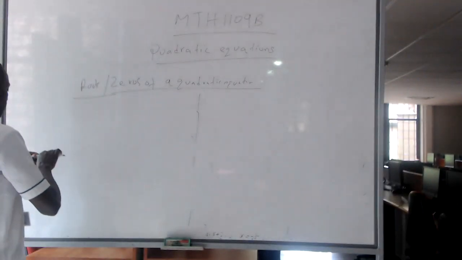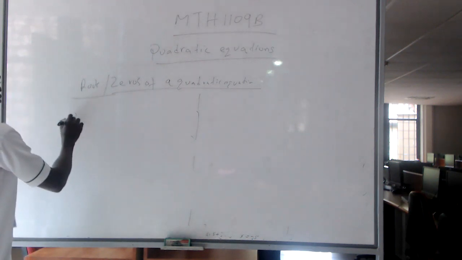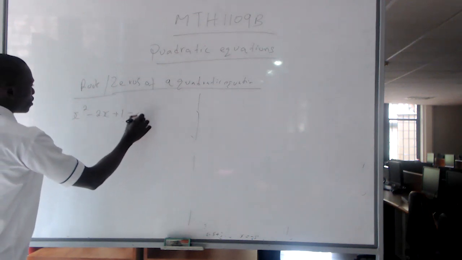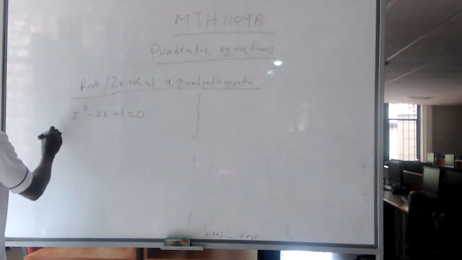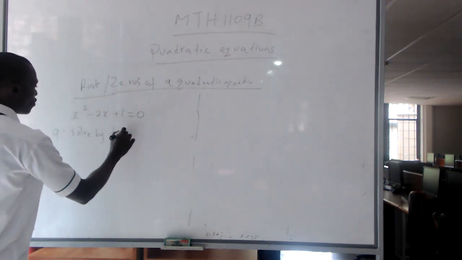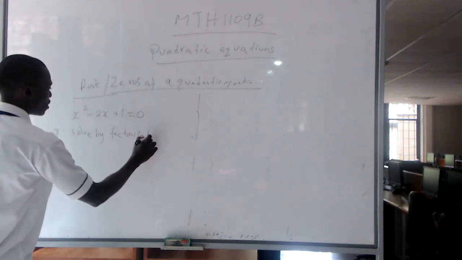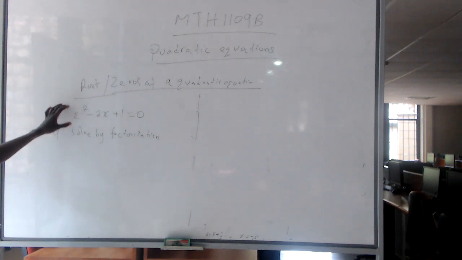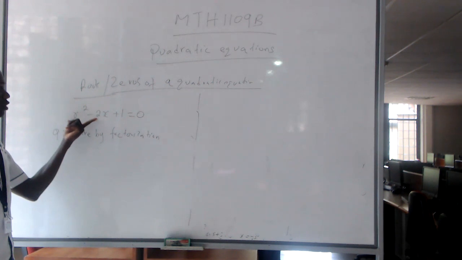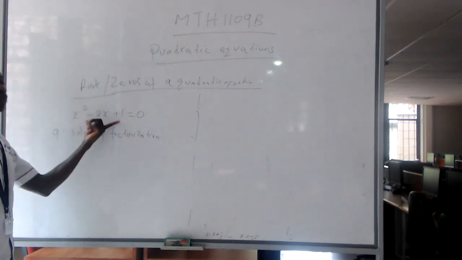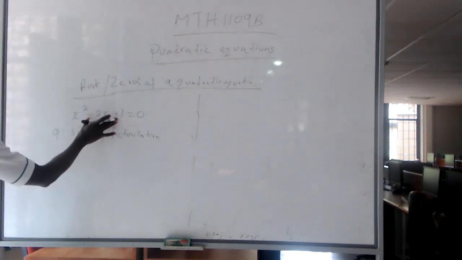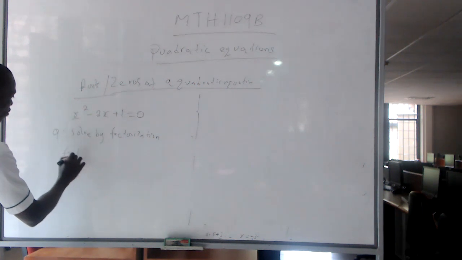For another example, suppose you have x squared minus 2x plus 1 is equal to 0. Equation solved by factorization. So if you're asked to solve, the question is simply asking you to find the zeros of this expression. Find me an x such that if I substitute in this equation, it will be true. In other words, the left-hand side will be 0. Cool. So first, factorize.